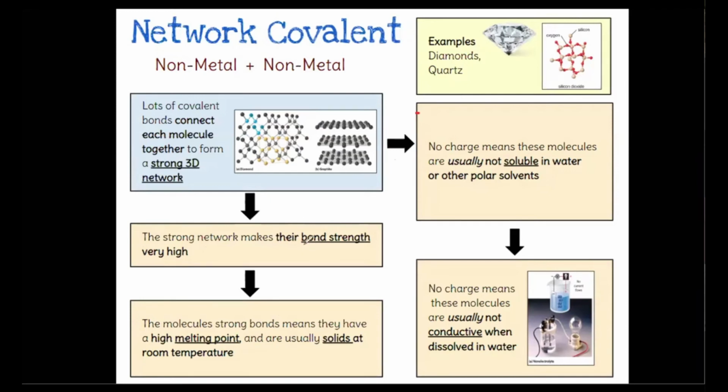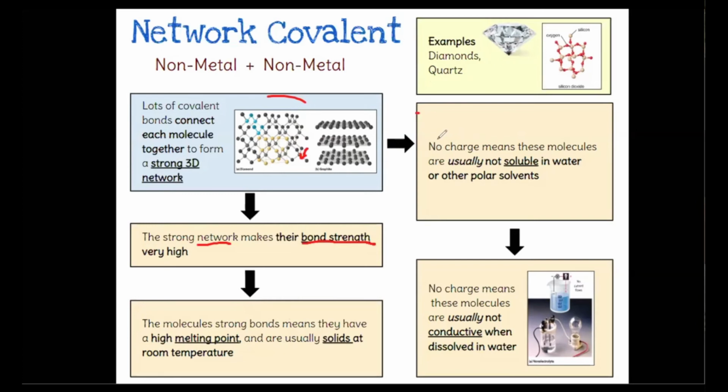Their bond strength isn't about a single bond. It's not about one of these. It's about all of them together. So their network is going to make their bond strength really, really high. The molecule's strong bonds means that they're going to have a high melting point and usually be solid because the bond is strong and they want to be close together. It's hard to turn them into a liquid. It's going to take a lot of energy for those bonds to start to get less intact, right? So two examples that they give are diamonds and quartz.